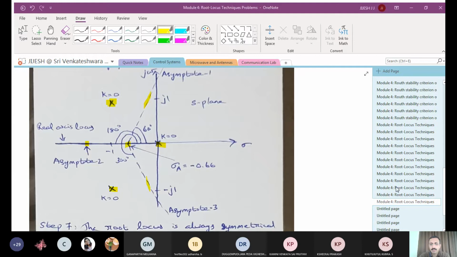When you go ahead with finding out the breakaway point, you need to take the system characteristic equation, and you know that it is 1 plus G(s)H(s) equal to 0. Substitute G(s)H(s); it is there in the question. G(s)H(s) is K divided by s into (s square plus 2s plus 2). So 1 plus K divided by s(s square plus 2s plus 2) is equal to 0.